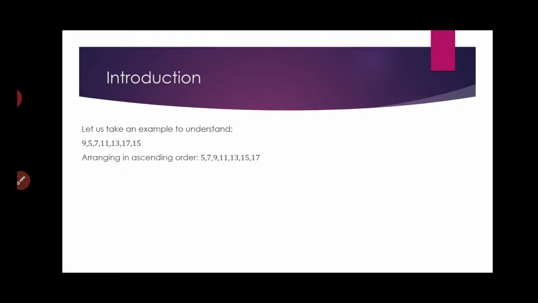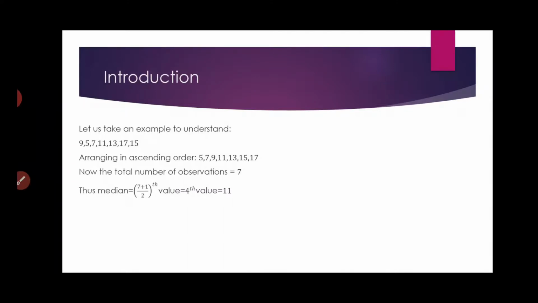Now see how many data are given. We can see there are 7 data, so it is odd. So therefore the median is (7 plus 1) by 2th value, that is the 4th value, and that is equal to 11. Fine. Now let us take another example.